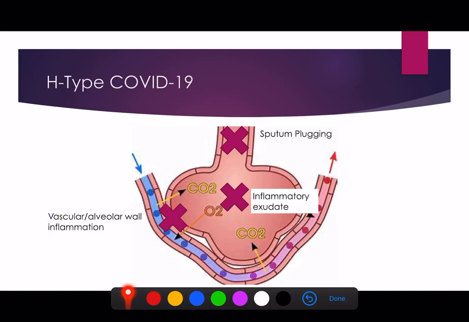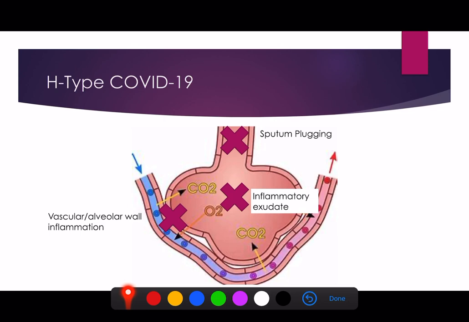So instead of these two being just 2 cells thick, you now have a lot of inflammatory mediators around there, a lot of thickening and edema, which means that the oxygen diffusion from the alveolus into the blood is that much more impaired. And this is the sort of classical thing that we see in patients with things like pneumonias.